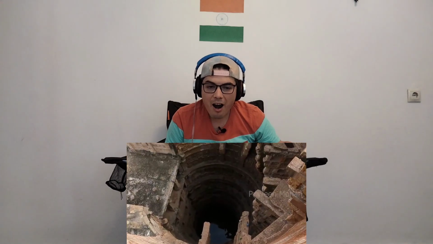Some say the so-called well keeps on getting deeper and deeper, just like the mystery of the structure. This place is so mysterious that archaeologists sheepishly admit that no one actually knows the original name of the structure. Today, it's simply called Rani Ki Vav, meaning the Queen's Stepwell.